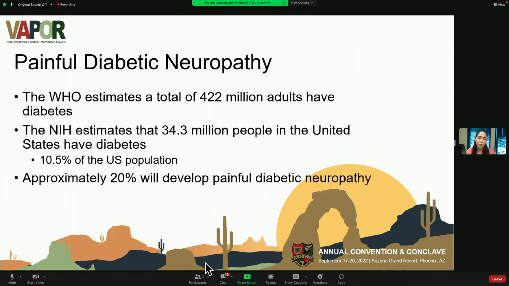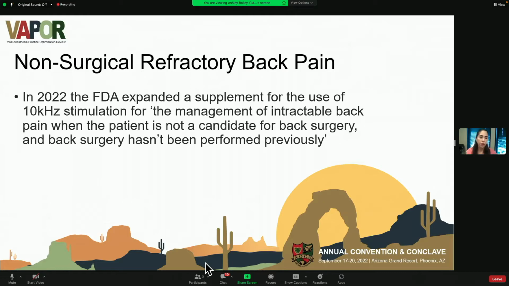With this indication, it allows us to have a drug-free therapy to be able to treat a much larger population. So we've got one more indication. Well, now we actually have two. We also had a company go back to the FDA this year in 2022 and ask for an expanded use of their device for the management of an intractable back pain when the patient's not a candidate for back surgery and back surgery hasn't been performed previously.